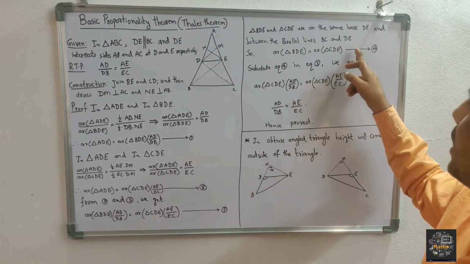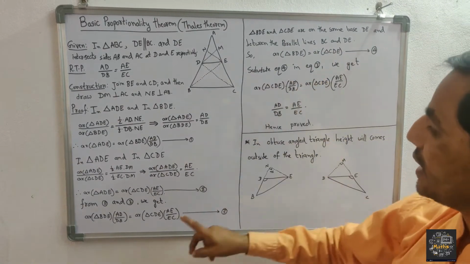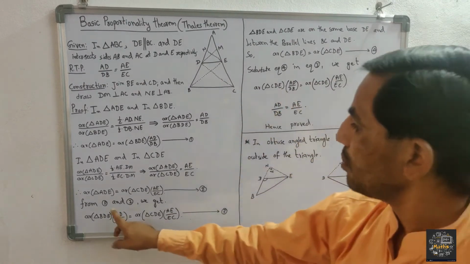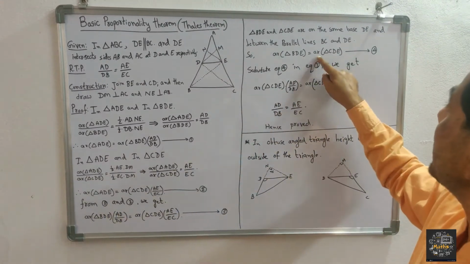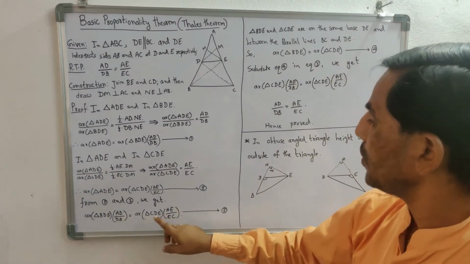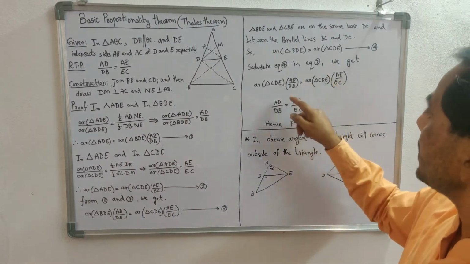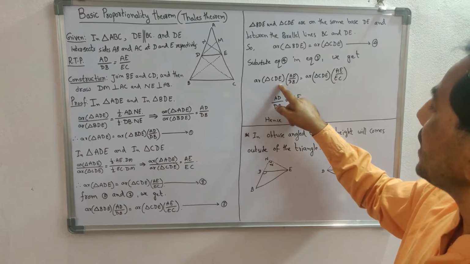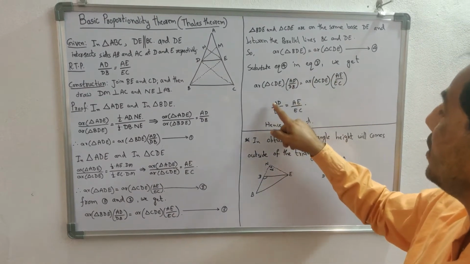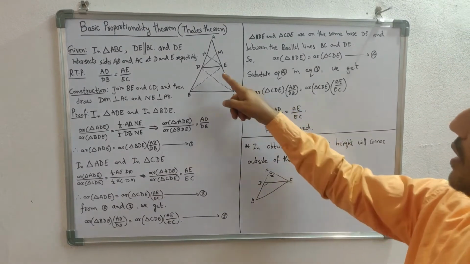I am taking equation number 4. Substitute equation 4 in equation 3. We get area of triangle CDE into the same AD by DB is equal to area of triangle CDE into AE by EC. So the left side and right side have the same area of triangle CDE, which cancels, remaining AD by DB is equal to AE by EC. So this is what was required to prove.